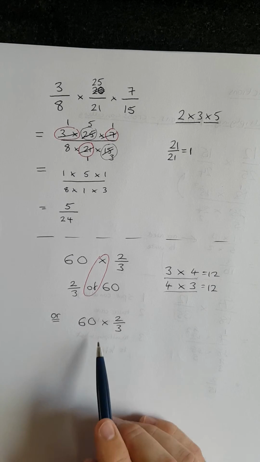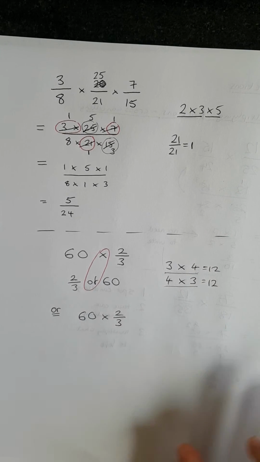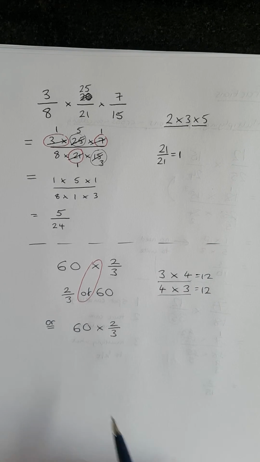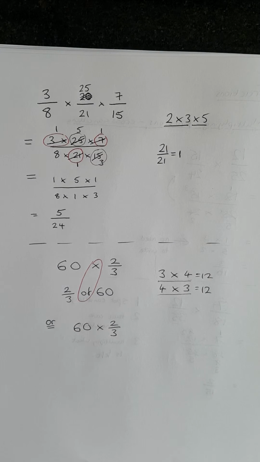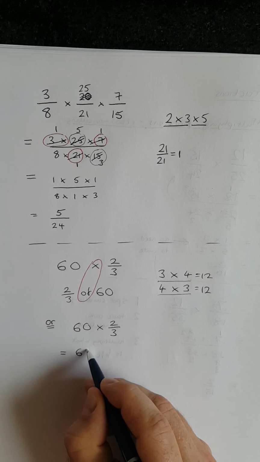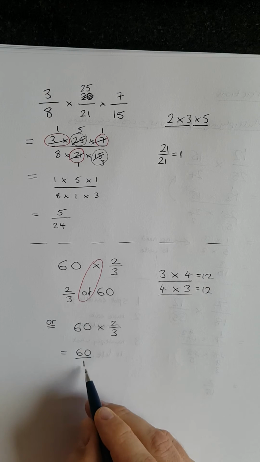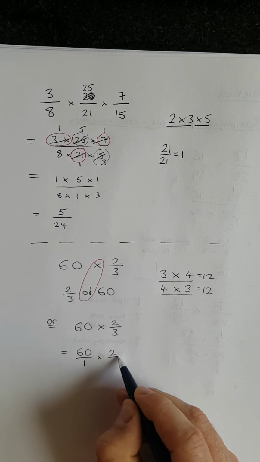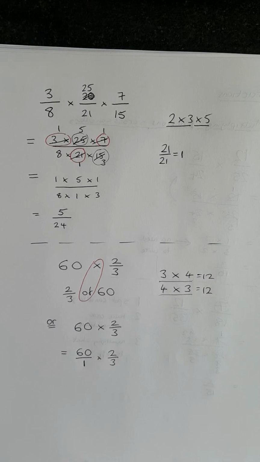My question for you is, what's the denominator of this fraction? 60 whole ones times 2/3. If they're whole ones, how many of them does it take to make a whole one? That might sound like a strange question. How many of these does it take to make a whole one? It takes 1. So your denominator is actually 1.